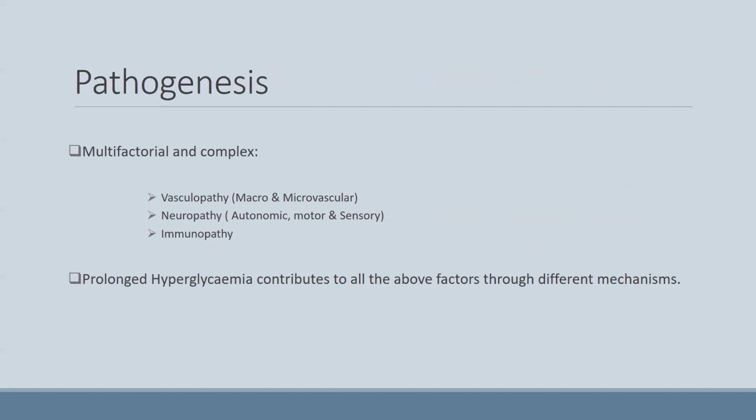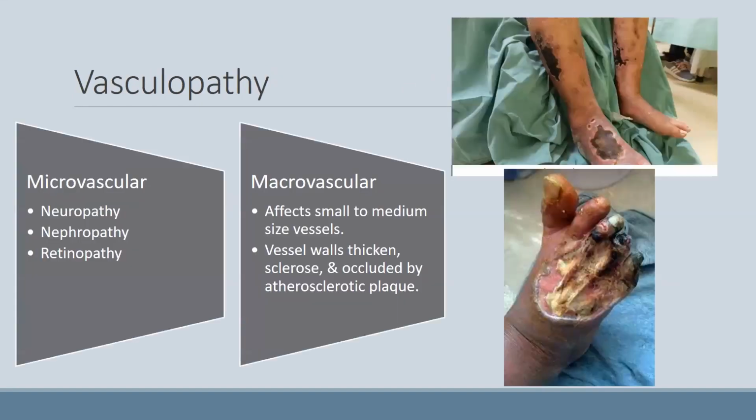So now, these complications of diabetes, how does this occur? How does the patient develop this? Unfortunately, the pathogenesis is multifactorial and again complex. So there's the vasculopathy, the neuropathy, and the immunopathy, and all of these are related to prolonged hyperglycemia, and this contributes to this in different mechanisms.